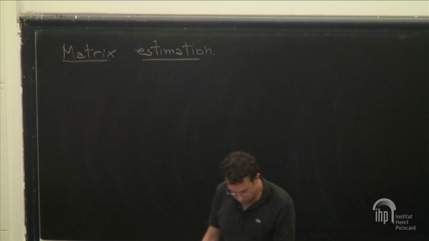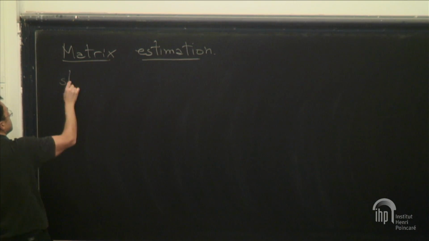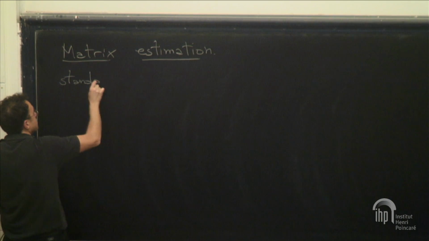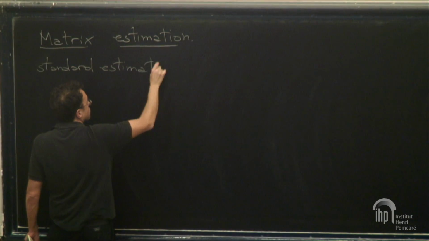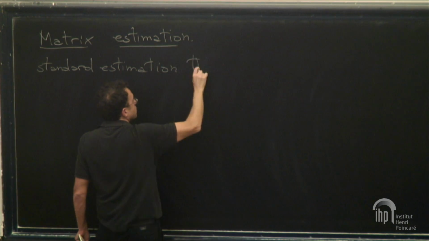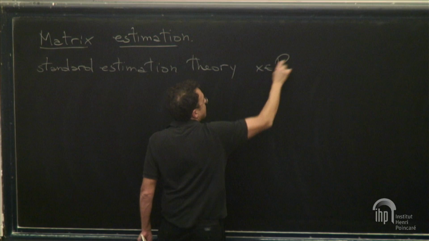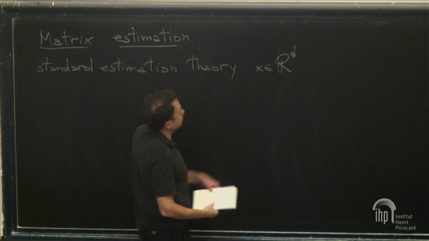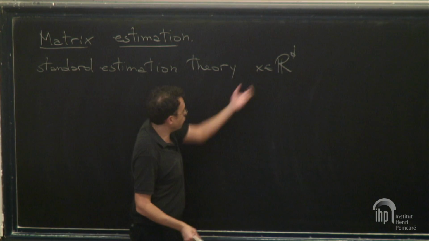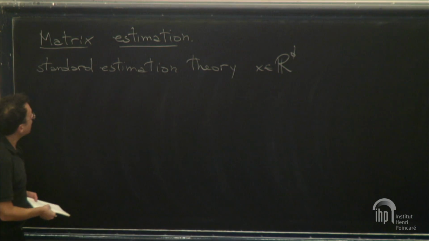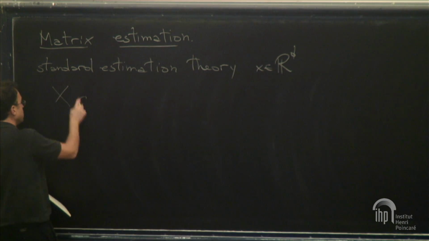Okay, so what is this about? Standard estimation theory is about, you have a vector in d dimensions, and you take some noisy observations of this vector, and then you want to reconstruct the vector. In this lecture, I'll focus instead on the case in which you have a matrix.